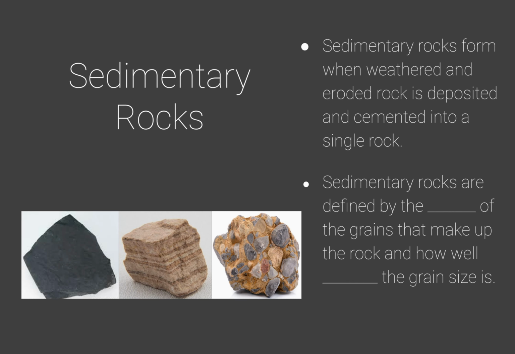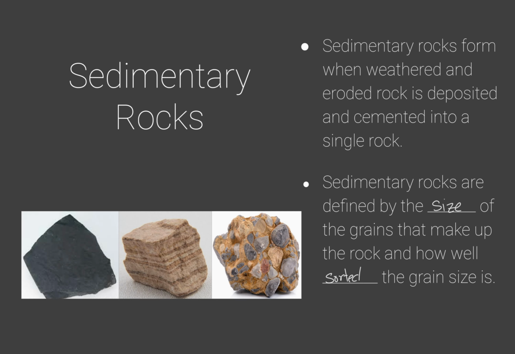Next, we'll take a look at how sedimentary rocks are actually classified, because there's two main features that we look at when we classify sedimentary rocks. The first is that sedimentary rocks are defined by the size of the sediments or the size of the grains that make up the rock, and then also how well sorted the grains are. If you look at the pictures to the left, this first rock here is shale. It has very, very small grains, smaller than you can hardly see with your eye. Next is sandstone. These are sand-sized grains, and you can actually see the individual grains that make up the rock, but they're still very small.